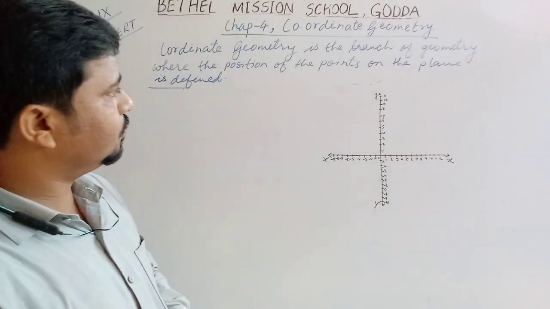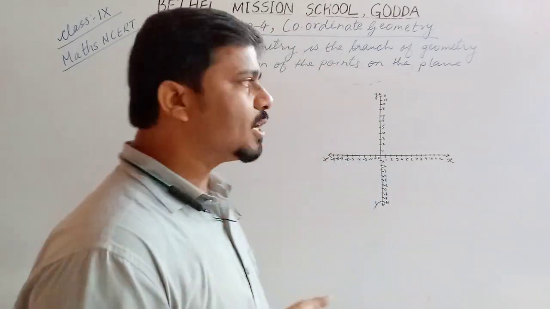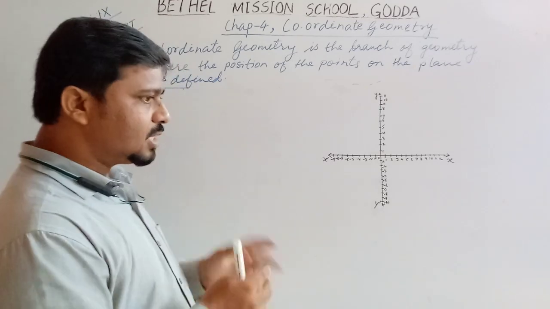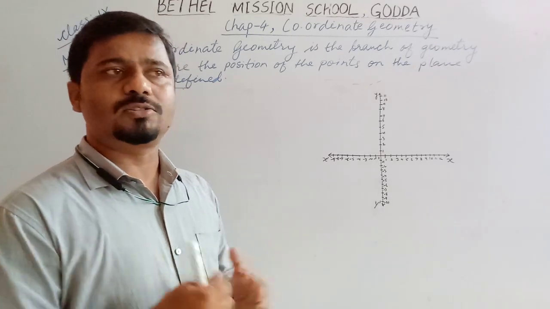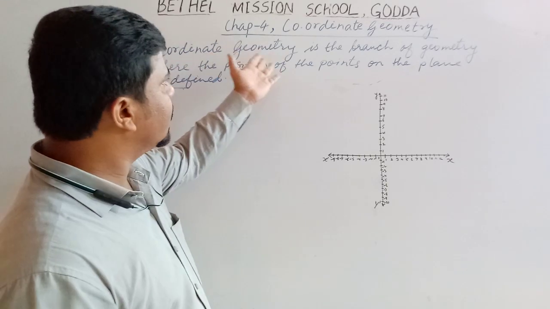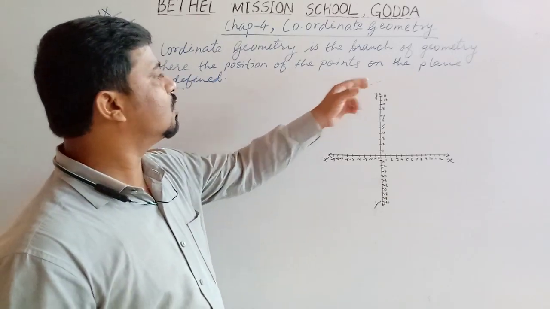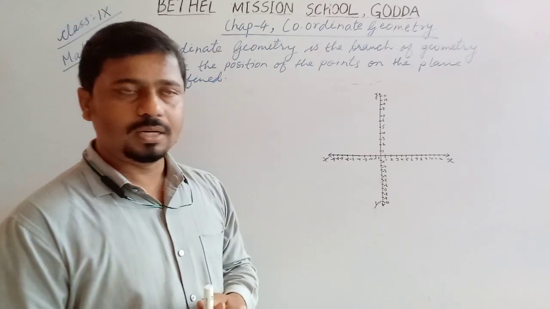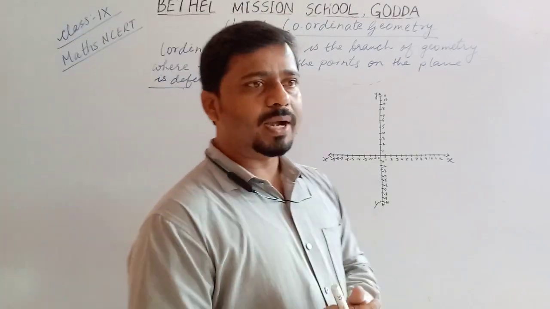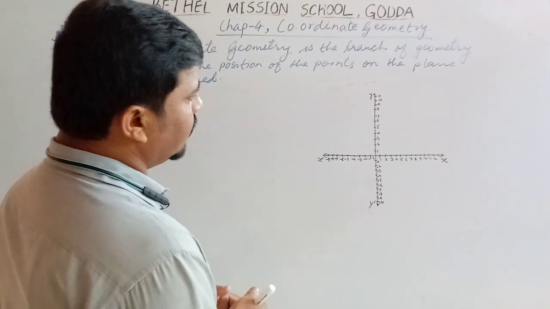Coordinate geometry. First of all, we have to understand what coordinate geometry is. Coordinate geometry is the combination of algebra and geometry. That's why it is defined as the branch of geometry where the position of the points on the plane is defined. So this is the combination of algebra, arithmetic, and geometry.